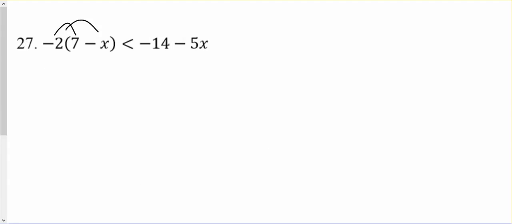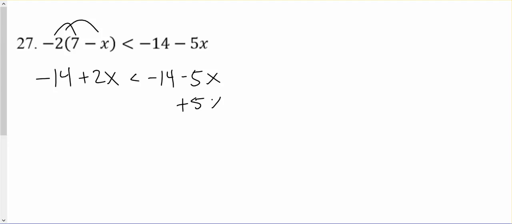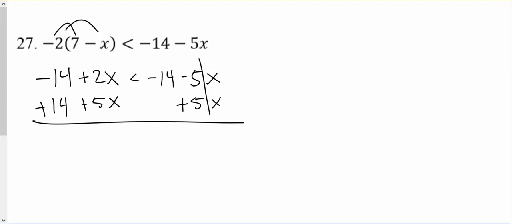27, we'll distribute a negative 2. Makes negative 14 plus 2x. Now, we're not doing that to both sides, so I don't need to mess with the inequality symbol here. So what side do we want our variable on? Let's put it on the left so it stays positive. So we'll add 5x to both sides if we're getting our variable on the left side. Let's get our constants on the right, so we'll add 14 to both sides.